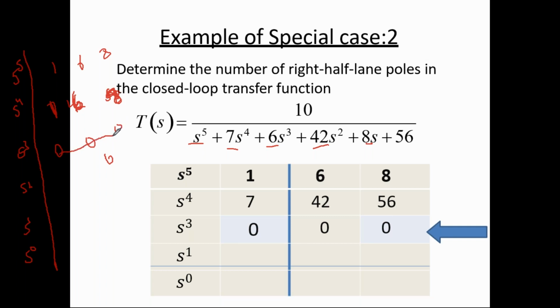Now in this condition, what you have to do is consider the row above this 0 row. So the row above this one is this. So you have to take this equation, s power 4, written like this. You can consider this equation, and this equation we call the auxiliary equation. Auxiliary equation. Okay. I will show how to take this equation.